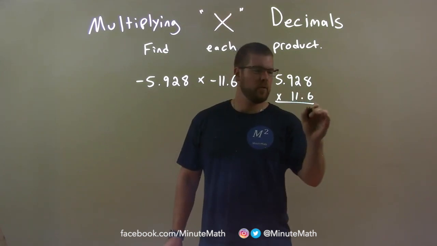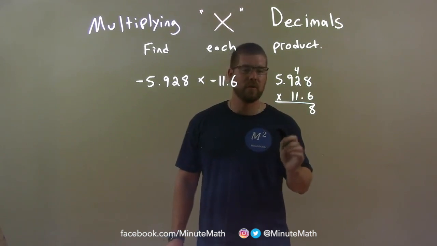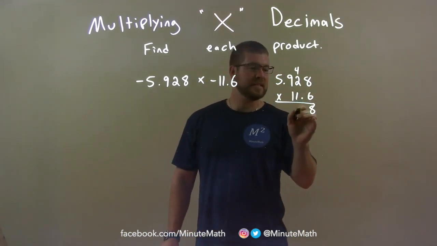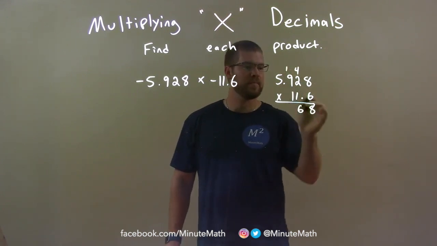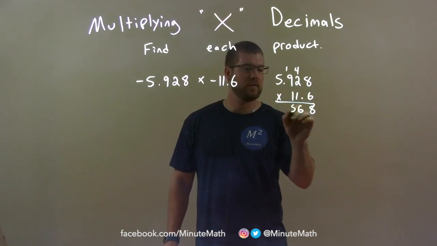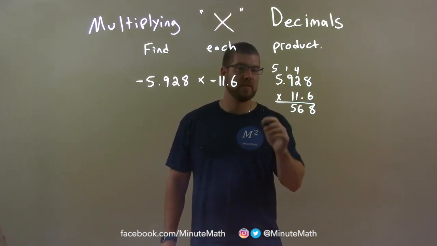6 times 8, 48. We have an 8 here, carry the 4. 6 times 2 is a 12, plus 4, okay? 12 plus 4 is 16. So we have 6 here, carry the 1. 6 times 9 is 54, plus 1 is 55. 5, carry the 5. And 6 times 5 is 30, plus 5 is 35.